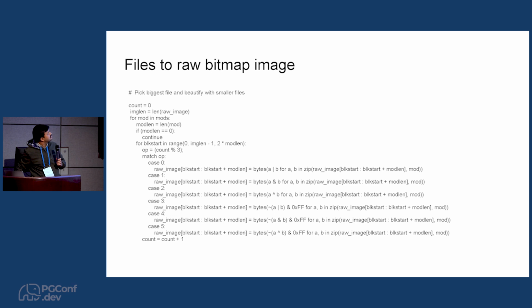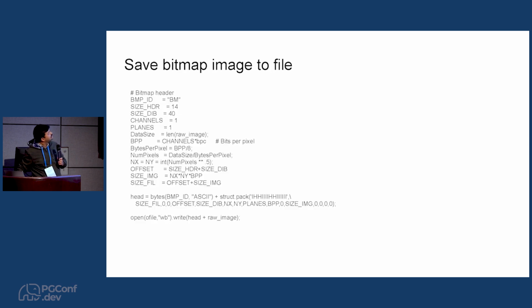That's the part which beautifies it more and uses the smaller files. And then I convert that raw data into an almost square bitmap image, and then save it to the disk. So here is what I get. And incidentally, the first image looks very similar to the carpet that we have here.